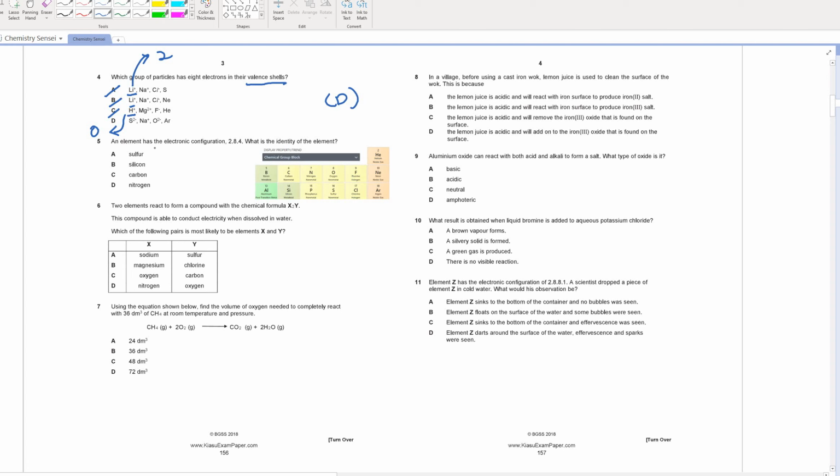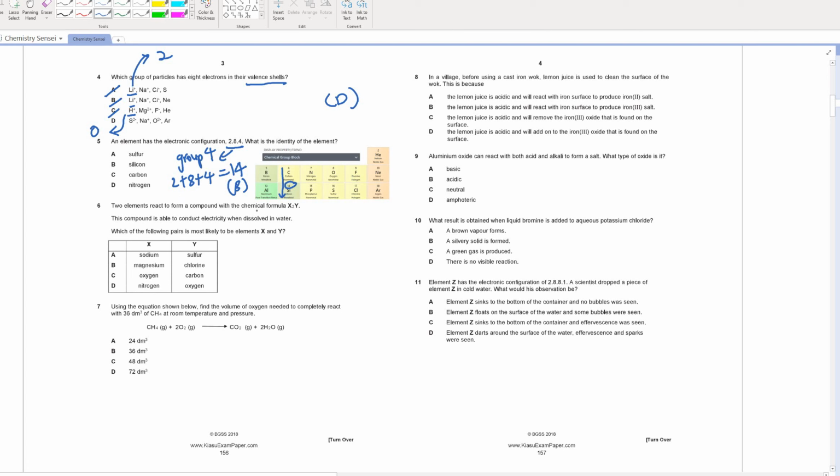Next question, question 5. An element has the electronic configuration of 2, 8, 4. What is the identity of the element? Straight away, we must know that this element belongs in group 4. So it belongs over here. And it has a proton number of 2 plus 8 plus 4, which is equal to 14. So the correct answer is silicon. The answer is option B. Question 6.